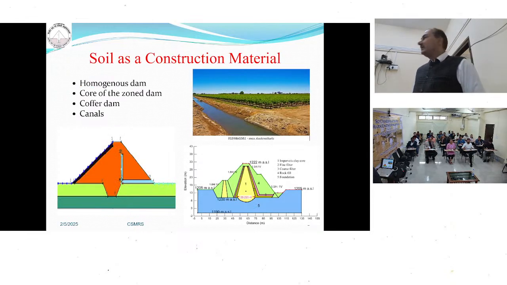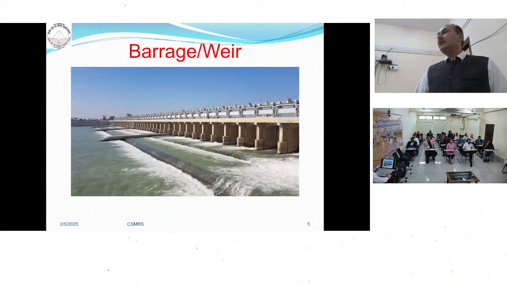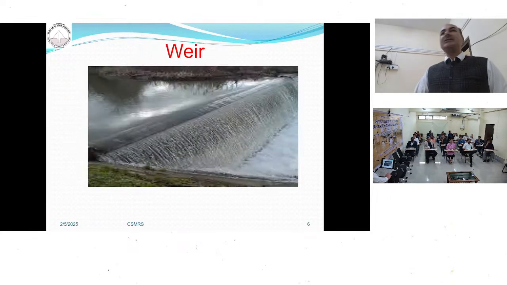Here are some pictures. If you talk about dams, it could be a homogeneous dam or a zoned dam. On the left side there is an unlined canal, and this is a picture of a lined canal. I think everybody is familiar with that. This is a picture of the barrage. This is your weir.